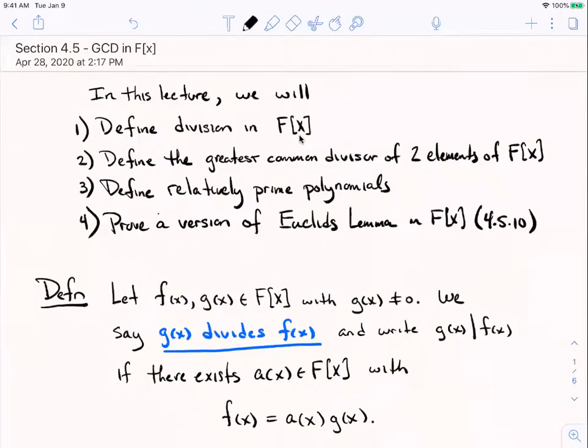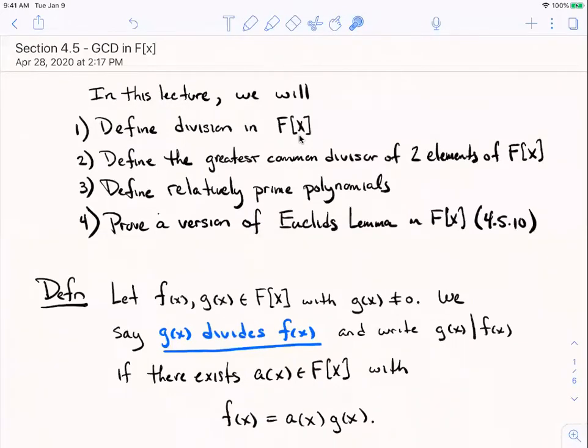In this third of what will be 4 video lectures in the material in section 4.5, we're going to continue to draw the strong analogy between the ring of integers and the ring of polynomials over a field. And in particular, today I want to tell you about greatest common divisors in the polynomial ring. All right. So you can see the goals there.